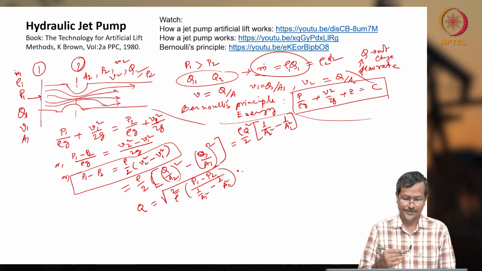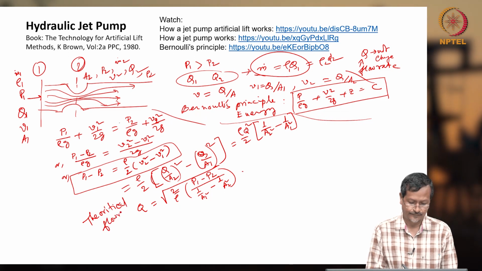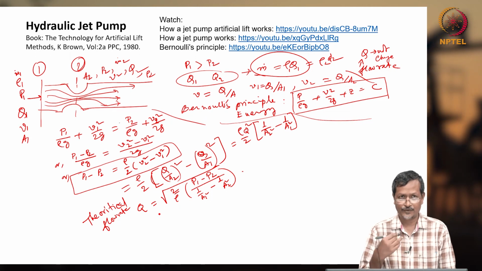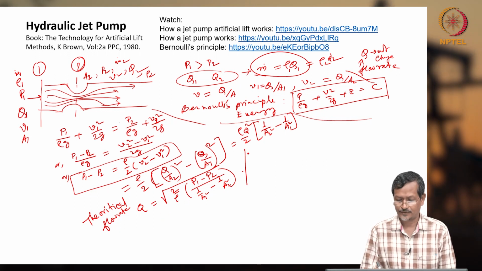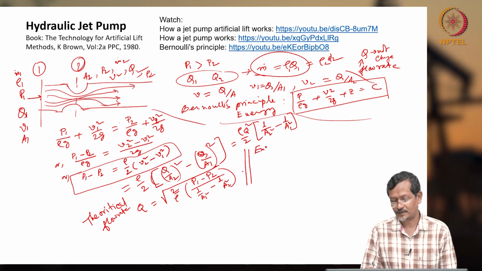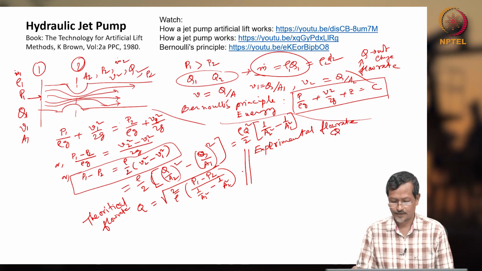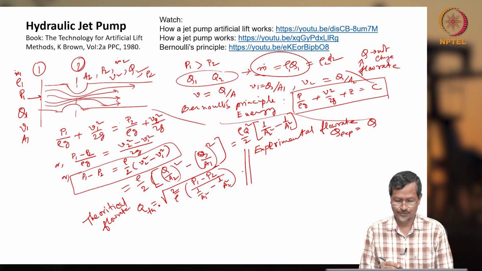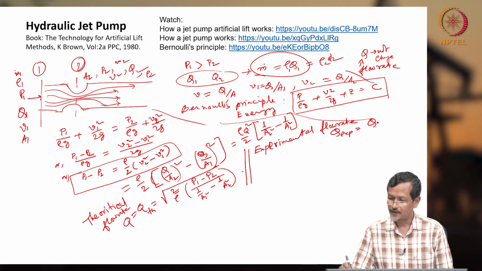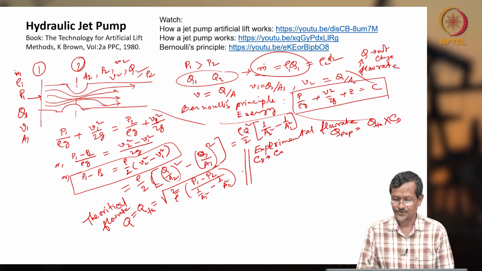Now this is theoretical flow rate. If I do an experiment, then the flow rate will change, because some losses will come, so the coefficient of discharge will come in. So the experimental flow rate, or practically how much flow rate we get: Q experimental equals Q theoretical, QTH, into CD. CD is called coefficient of discharge.